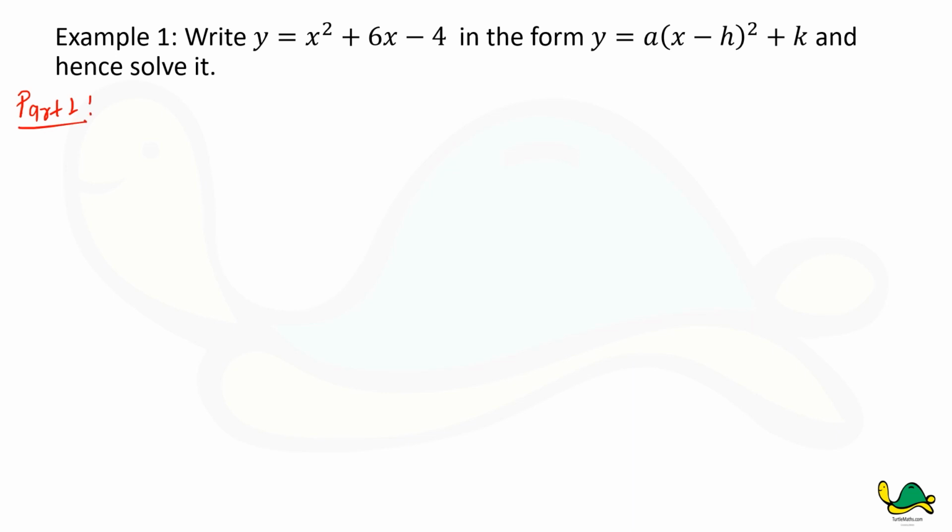Any quadratic can be written as y equals ax² + bx + c. Please notice here my a is equal to 1, my b is equal to 6, and my c is equal to negative 4. Now in this function a is equal to 1, which makes things easier. In the next example we will also see how we can convert a quadratic where a is not equal to 1 into the vertex form.